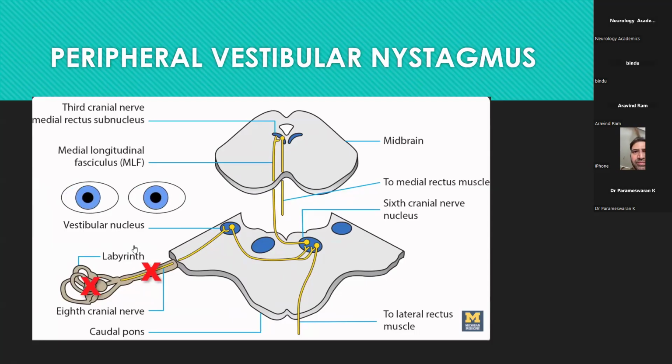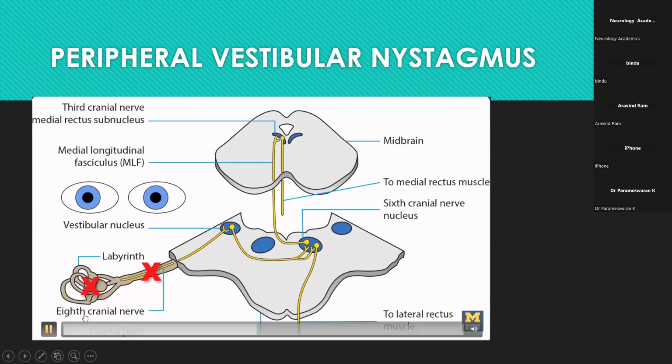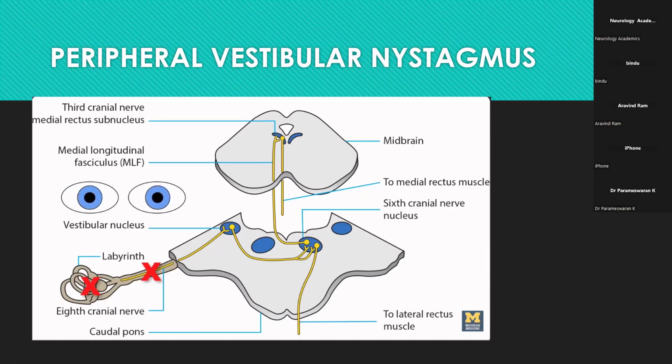However, in case of pathology that is involving the right vestibule, such a by a rapid saccadic movement towards the same side, that is towards the side of the lesion.